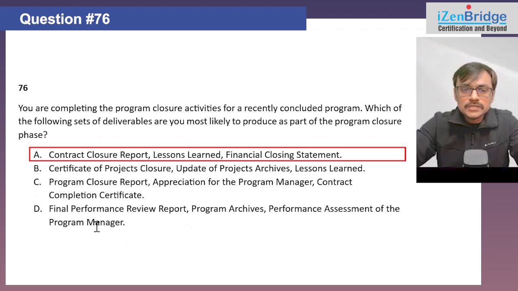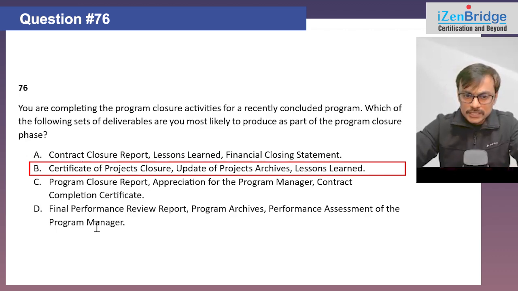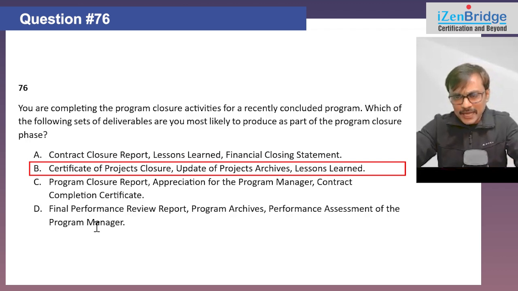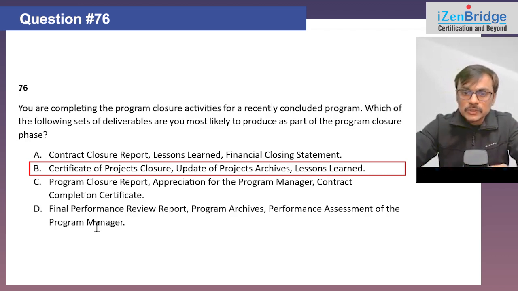So contract closure reports can be there. Lessons learned can be there. Financial closing statement can be there. Certificate of project closure can be there. But it can happen in a delivery phase because it is about a project. Update of project archives can happen in a delivery phase rather than waiting for closure.